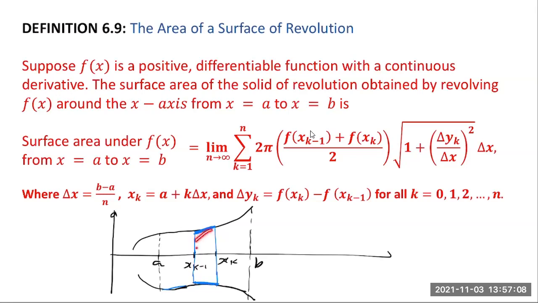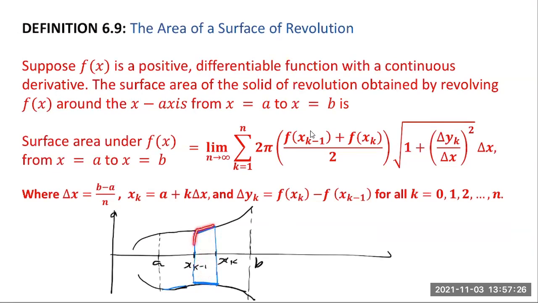Okay, here is my frustum. This is a 3D object. Basically you rotate this region about the x-axis, then you get a frustum. What I'm going to do is approximate the surface area of my object by the surface area of this frustum in that interval.